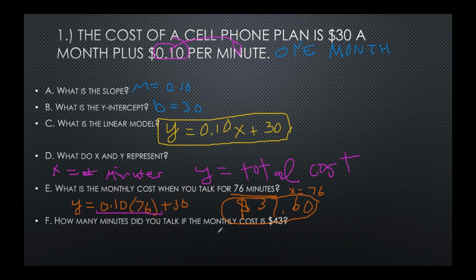So looking at letter F, now we know the monthly cost is 43. Well, remember the total cost is y. So now that 43 gets plugged in for y, and we have to work backwards.